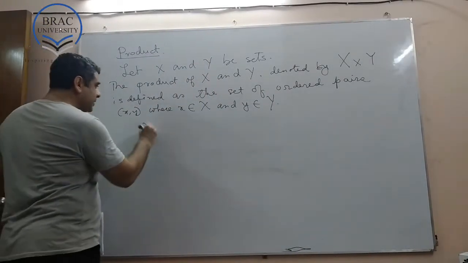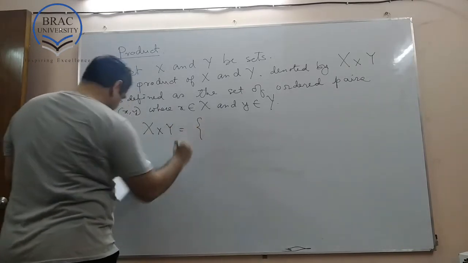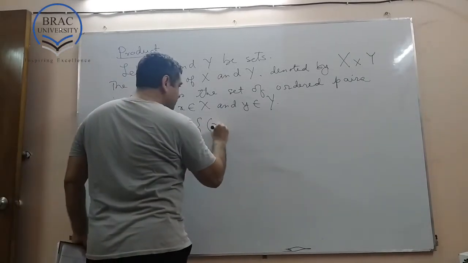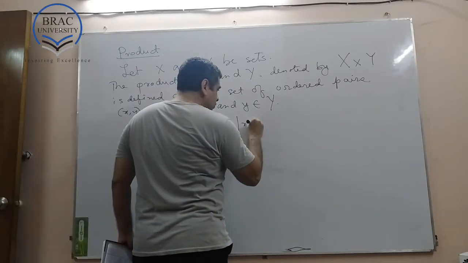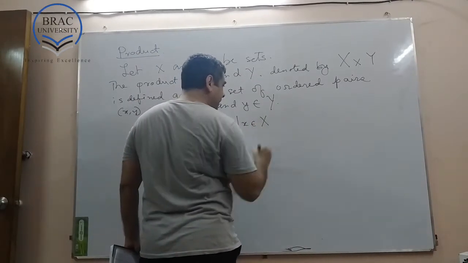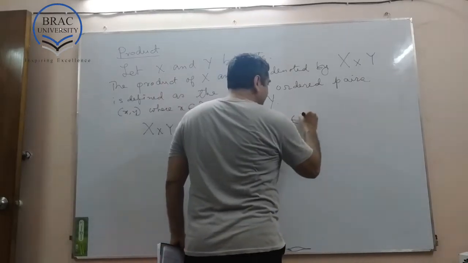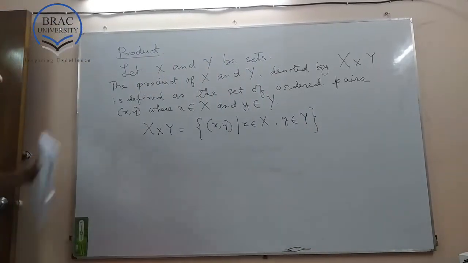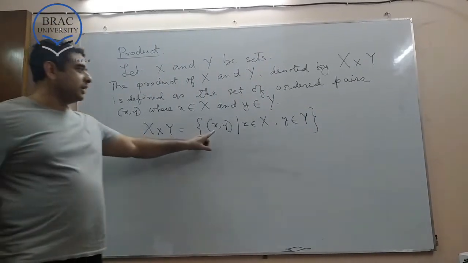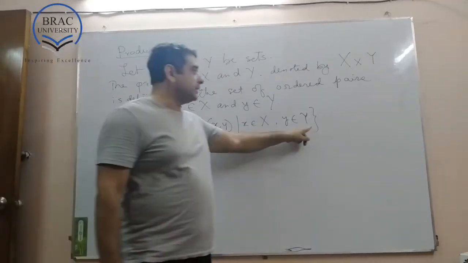So symbolically we write it as X cross Y is equal to the set of ordered pairs (x, y) such that small x is in big X and small y is in big Y. The set of all pairs where the first entry comes from the set X and the second entry comes from the set Y.